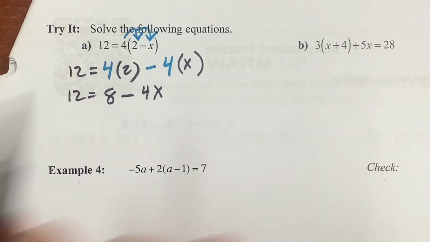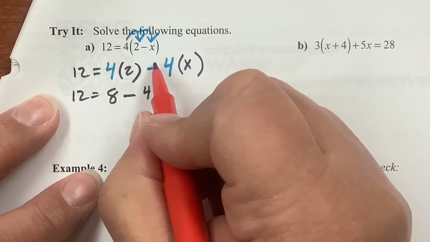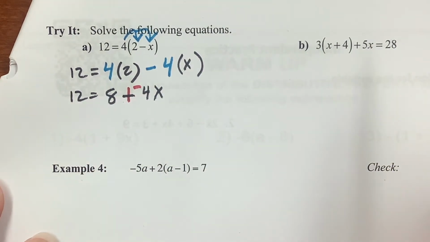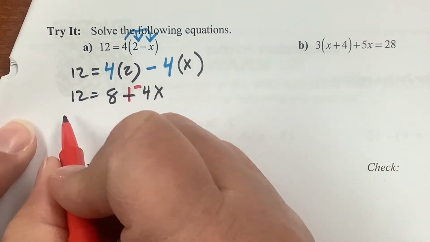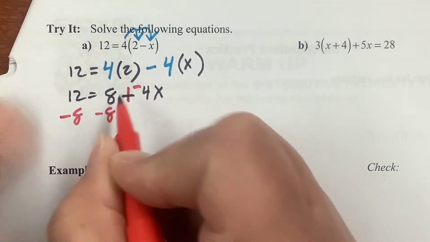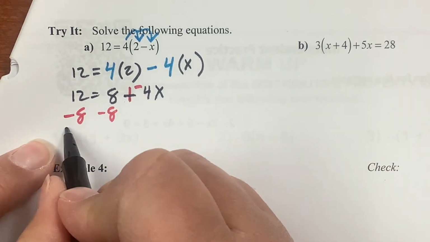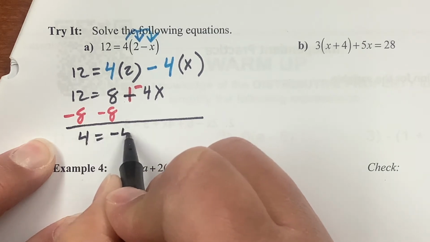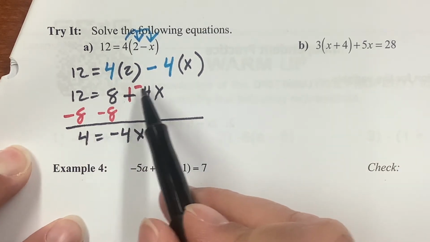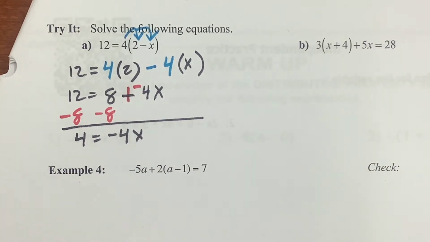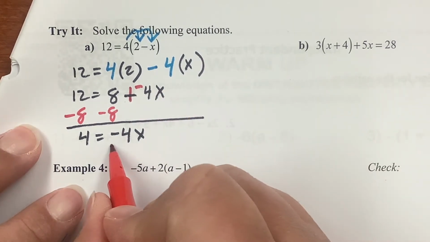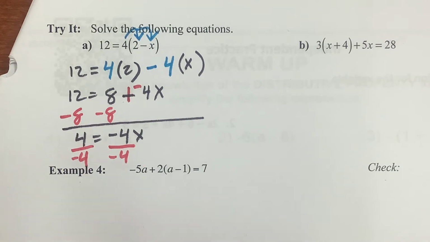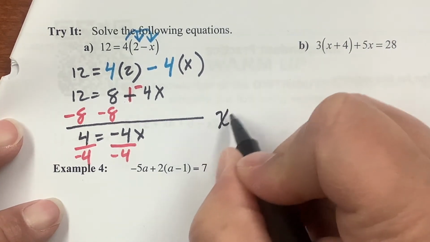If you want to change this to plus negative 4x, that would work for me. I think that would be better. So now I have to subtract 8 from both sides. 12 minus 8 is 4, equals negative 4x. That way the negative sign stays with the 4. All right, the inverse of multiply by negative 4 is divide by negative 4. And I get, happy joy joy, x equals negative 1.